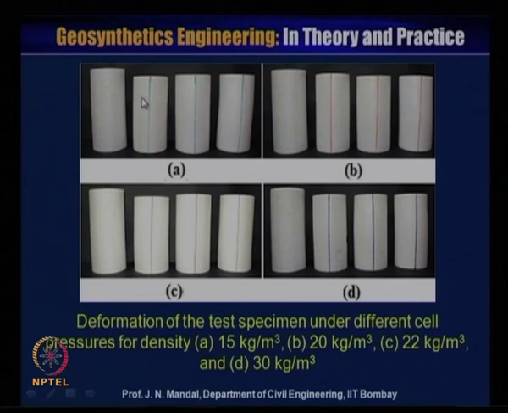For 15 kg, this is the initial sample before the test, and you can see after the test. In the case of 20 kg per meter cube density, this is the 22 kg per meter cube, this is before the test, and you can see how it deformed after the test. This is 30 kg per meter cube, this is before the test, and this is after the test.